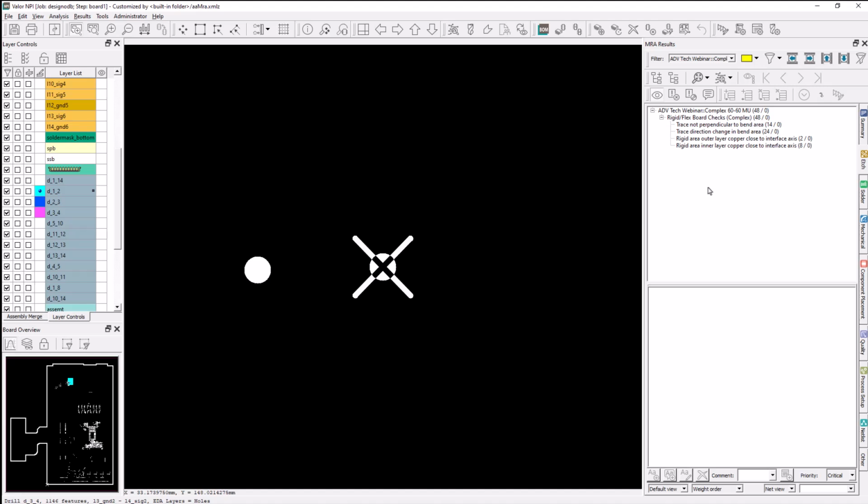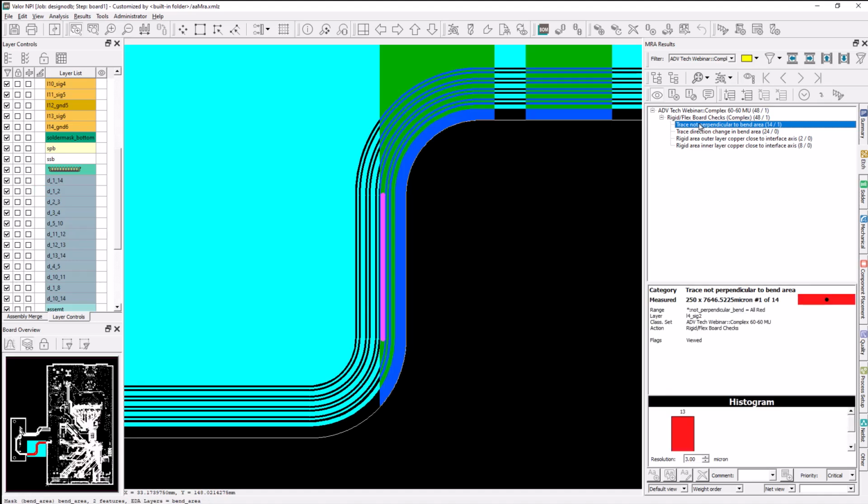Next we'll look at some of the rigid flex checks. We'll start with a few of the more important checks. If there are bend areas in your design, they will be brought over into Valor. Here we can see that the bend area is in green. It's important for long-term reliability that traces are perpendicular and don't change direction in a bend area. The first check I'll look at is to see if there are any traces that are not perpendicular.